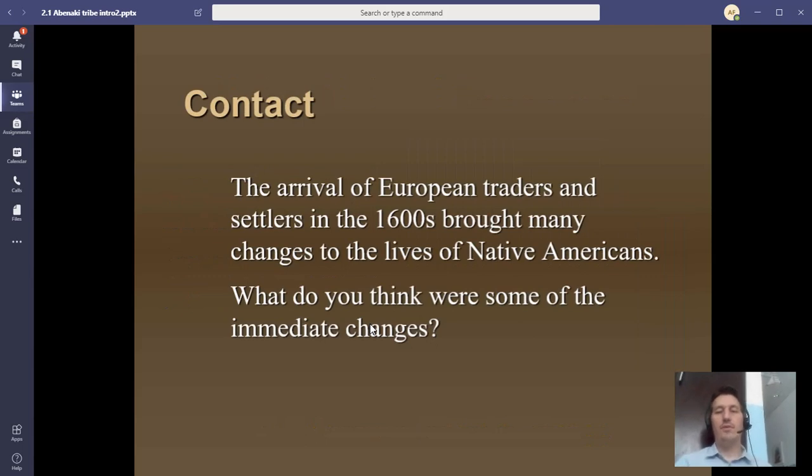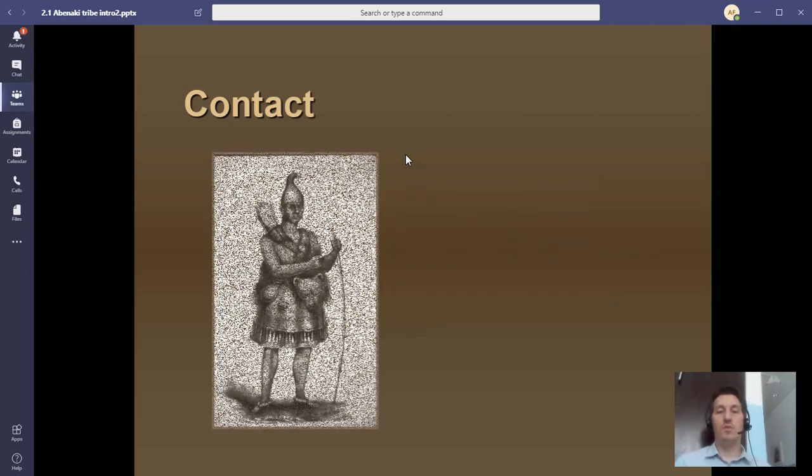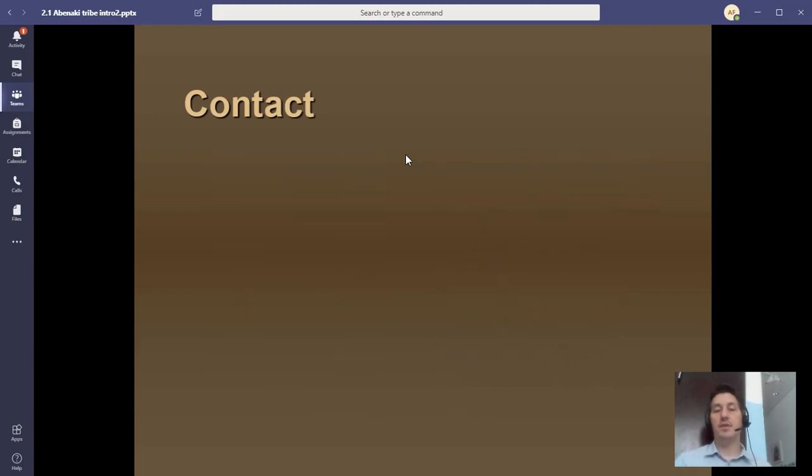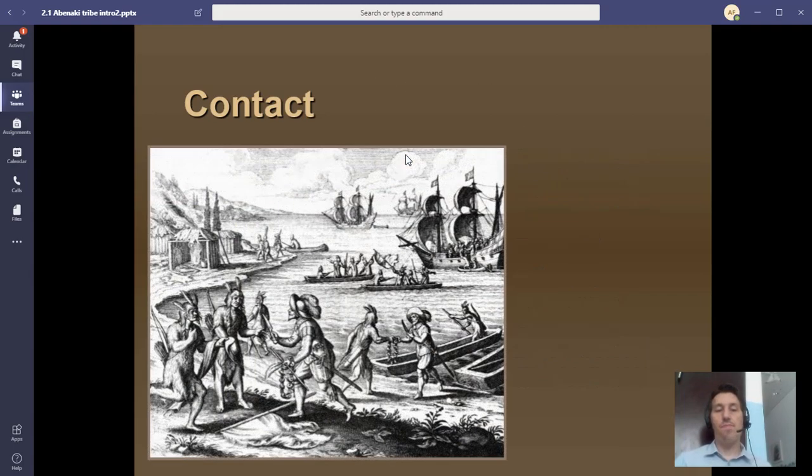So the arrival of the European traders and settlers in the 1600s, now this is over 400 years ago, brought many changes to the Native Americans. So some of the immediate changes were their customs, the way they dressed, the way they acted, everything. Here's what contact might have looked like.